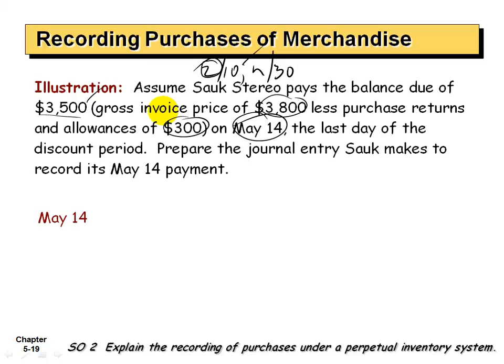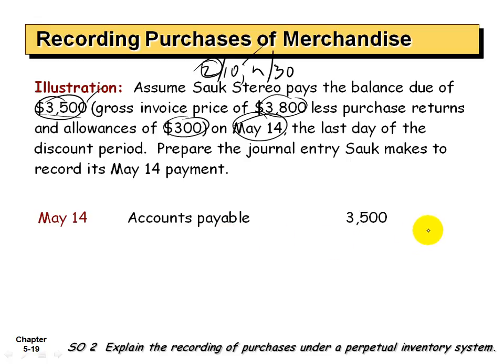And when you make this payment, SOC has to journalize this transaction. Remember, the journal entry we recorded before was just to buy the merchandise without paying for it and returning $300 worth. Now we're paying the bill here on May 14th. So let's do debits first. The amount we owe, because we don't owe it anymore, we're going to reduce the liability for the full 3,500.